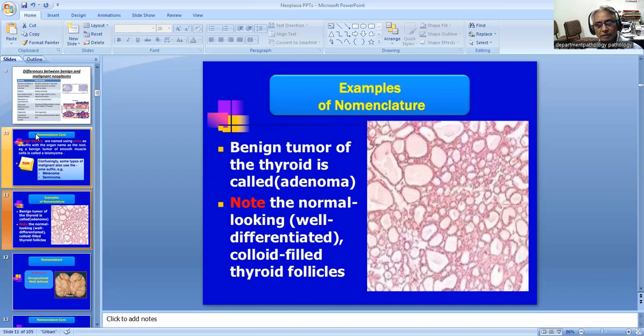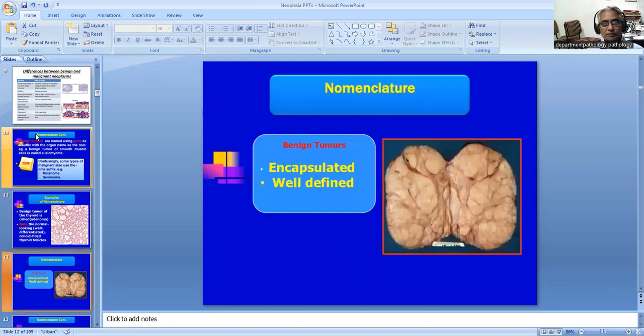A benign tumor of the thyroid is known as an adenoma. So a benign tumor is usually normal looking, well differentiated thyroid tissue with colloid-filled thyroid follicles. One important finding which you see in most of the benign tumors is that they are encapsulated or well capsulated, and they are well defined.